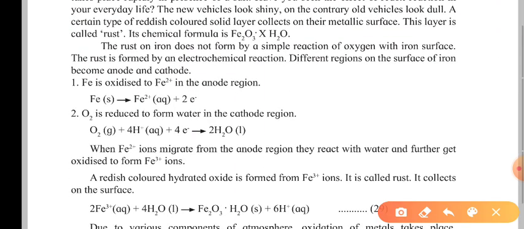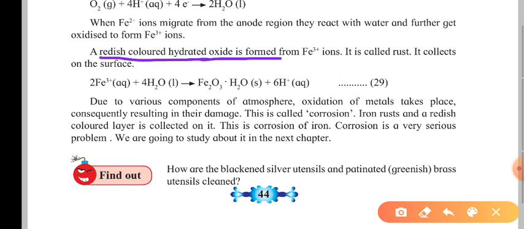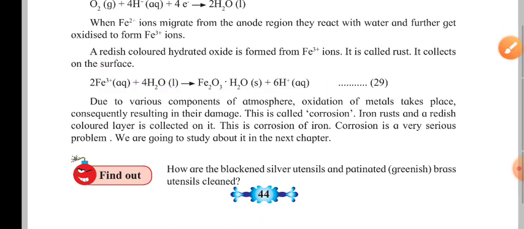Here you can see they have given the reaction. Fe is oxidized to Fe2+ in the anode region, and O2 is reduced to form water in the cathode region, that is O2 plus 4H+ gives you the water molecule. Further, about the rust, they have given that a reddish colored hydrated oxide is formed from Fe3+ ion. It is called rust and it collects on the surface, and you can see here the formula they have given for it. So this is about corrosion.